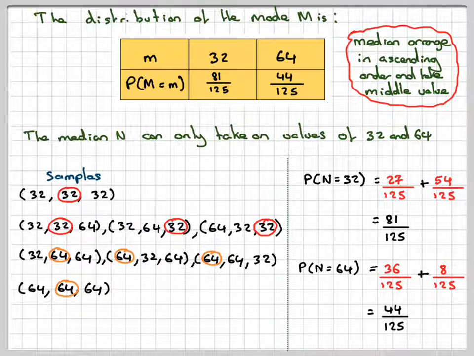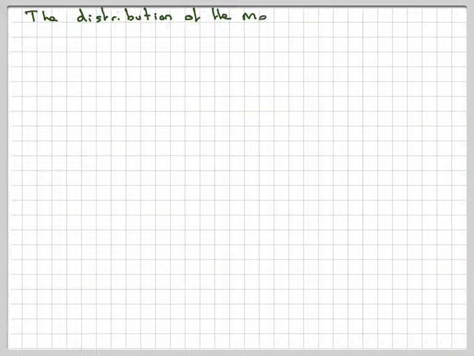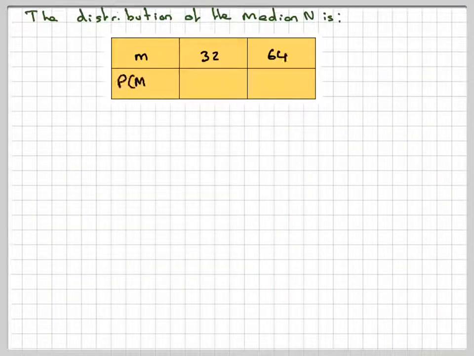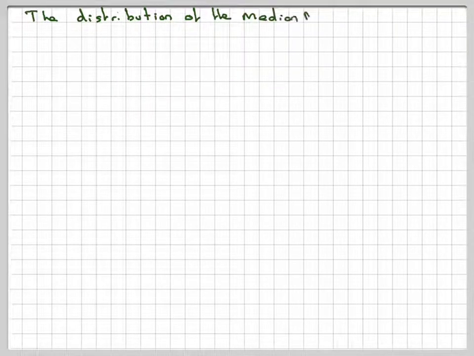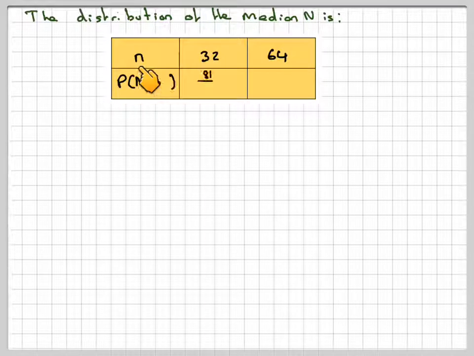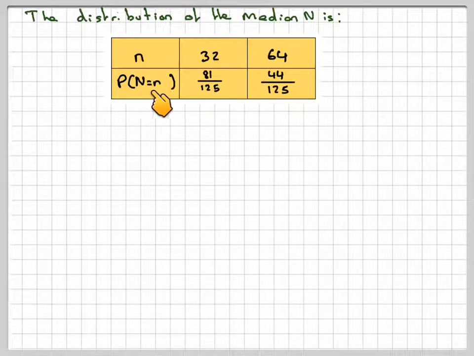So the median and the mode distributions are going to be the same. So the distribution of the median n, so make sure you use the correct notation, is n: 32, 64. The probability that n is equal to n will be 81 over 125 and 44 over 125.